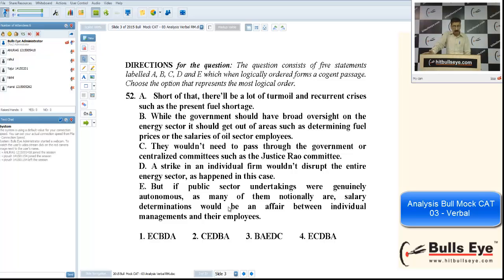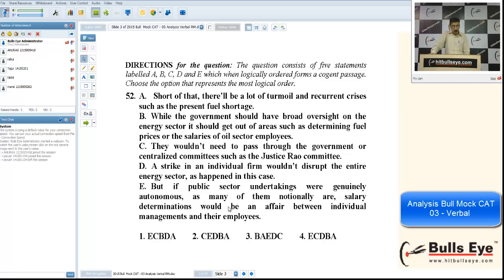So it has to be EC. Read C also, then they wouldn't need to pass through. What wouldn't need to pass through? Salary determination. So "they" refers to this noun, salary determinations. They wouldn't need to pass through the government or a centralized committee. So E and C are well connected.